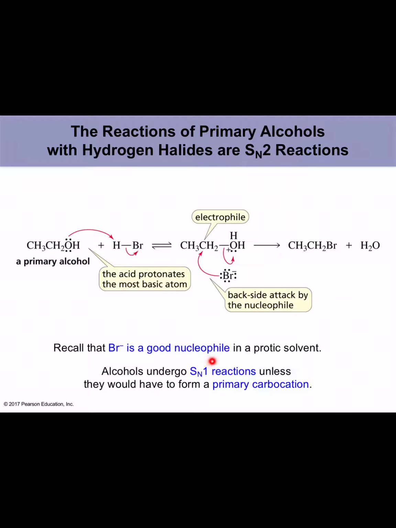Bromide is a good nucleophile in a protic solvent. Alcohols undergo SN1 reactions unless they would have to form a primary carbocation.